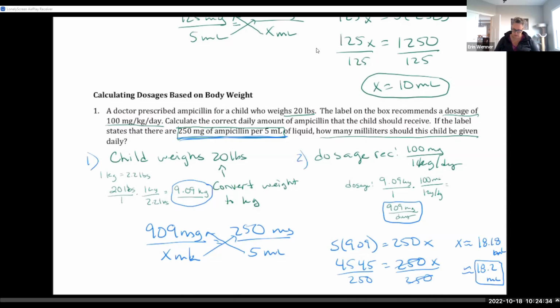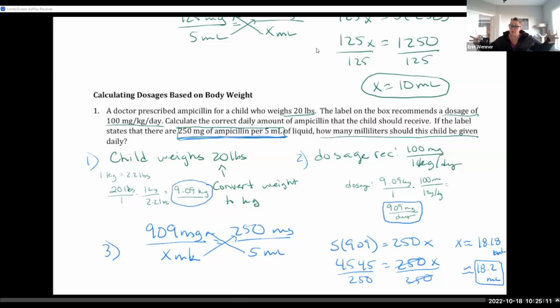After that, we had to come up with the recommended number of milligrams based on the child's weight. So that's where we came over here to the dosage recommendation. We took the child's weight and multiplied it by how many milligrams per kilogram per day, which means they need to have 909 milligrams per day. And then we finally used the available drug of 250 milligrams of ampicillin per 5 milliliters to solve for how many milliliters the child should be given. So that's where we set up our cross multiplication, or our proportion, and solved for the number of milliliters.